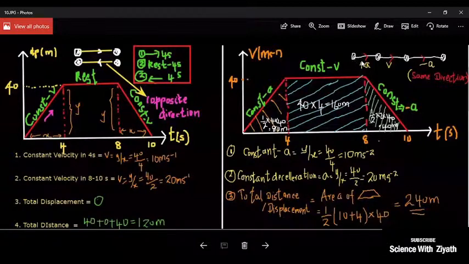Look at this picture here. From 0 to 4 seconds, acceleration. 4 to 8 seconds, constant velocity. I have put V here. Then 8 to 10 seconds, this is deceleration, but in the same direction. This is the same direction because it is above the time axis. But here, at this point only, it is the opposite direction.